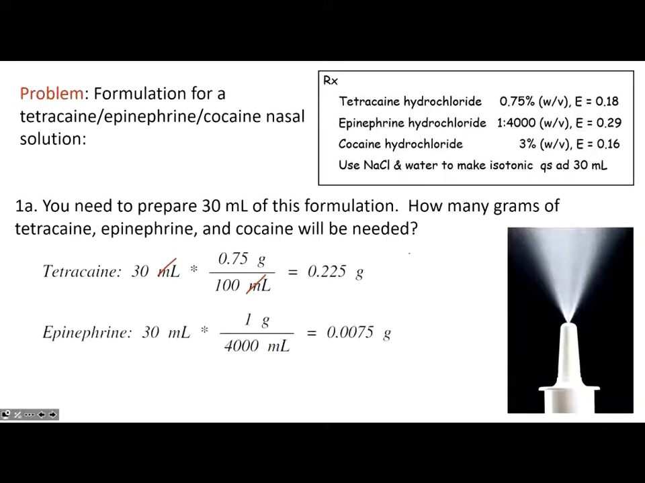The only other little trick to the next one is epinephrine was given to you as a ratio strength. So instead of a percent concentration, I told you it was 1 to 4,000. All right, maybe that was creepy early on in the semester, but now that's no big deal, right?